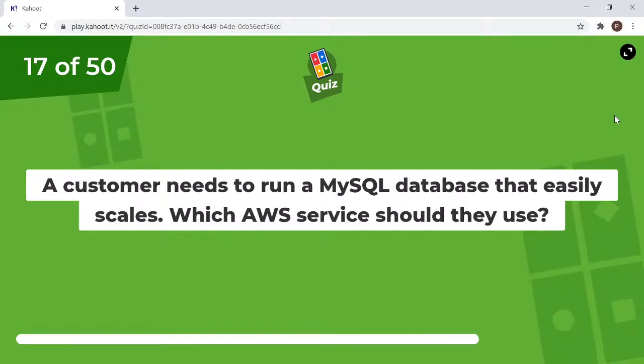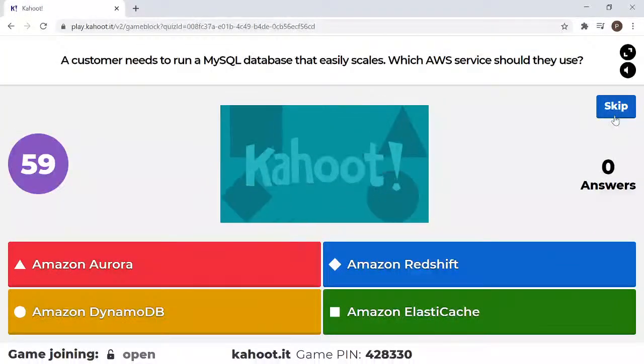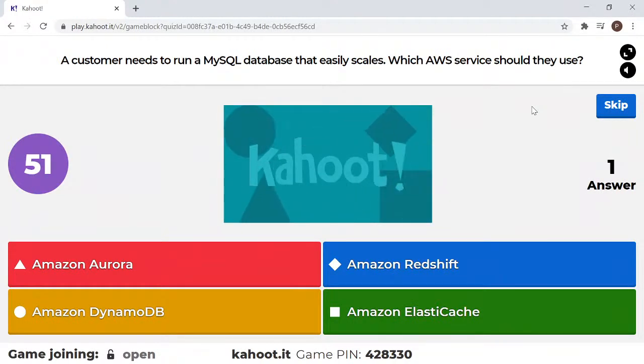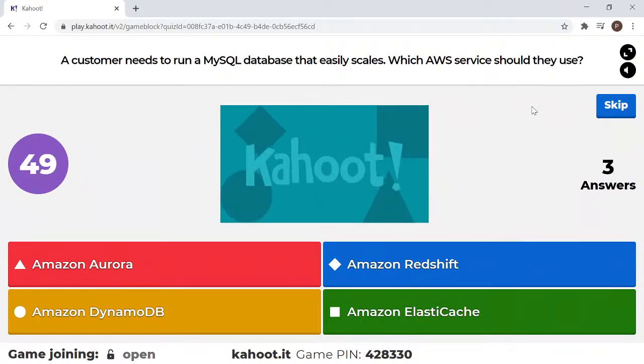An AWS customer needs to run a MySQL database that easily scales. Which AWS service should they use? Is it Amazon Aurora, Amazon Redshift, Amazon DynamoDB, Amazon ElastiCache?